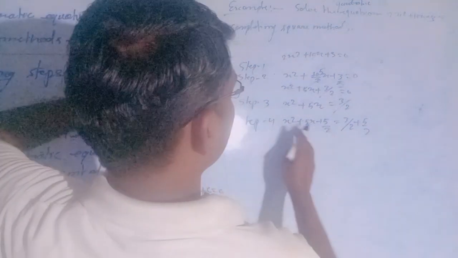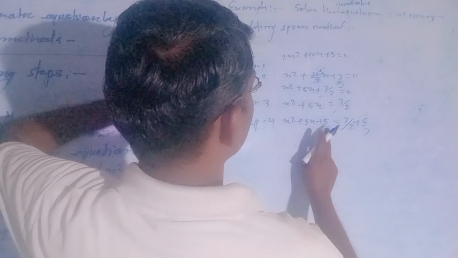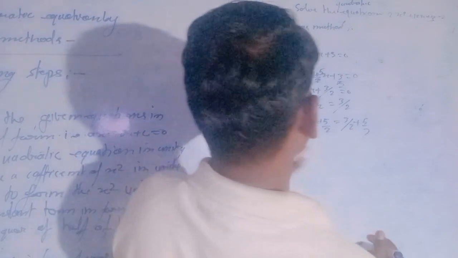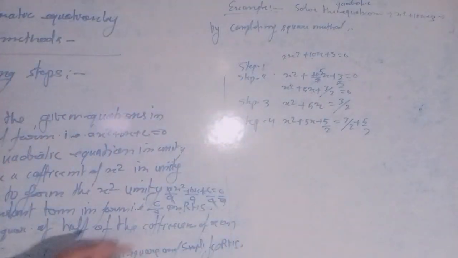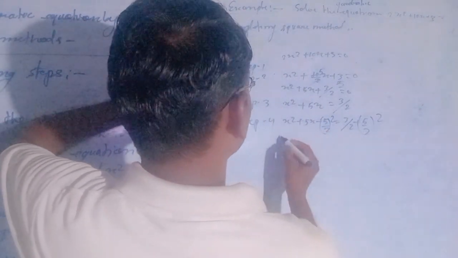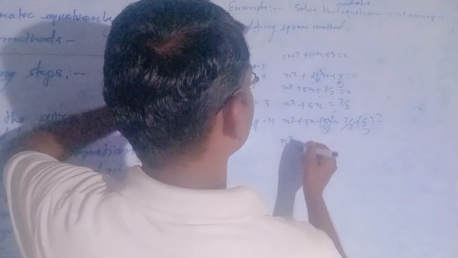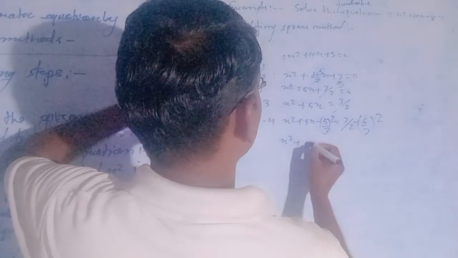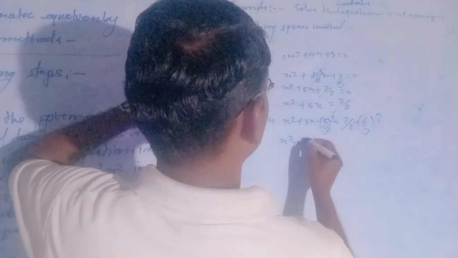The form of a complete square is a square plus b square plus 2ab. So we will write the square form here. We write the complete square, half of the coefficient, which is always added here. So it becomes a square, b square, 2ab. So it becomes x square plus 5x, sorry, x plus 5 by 2 whole square.